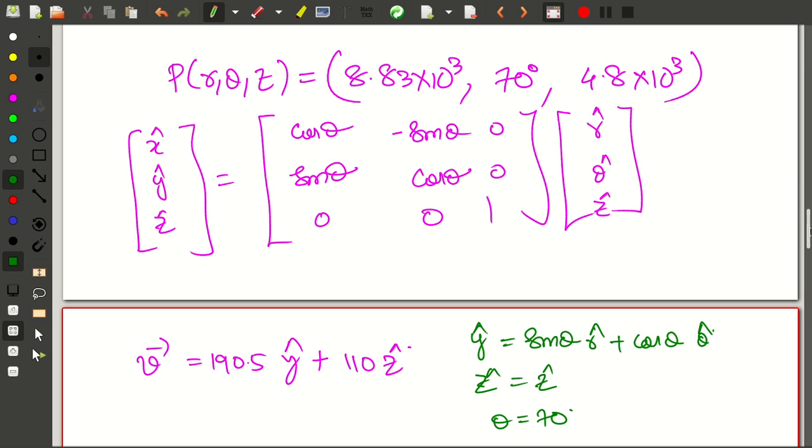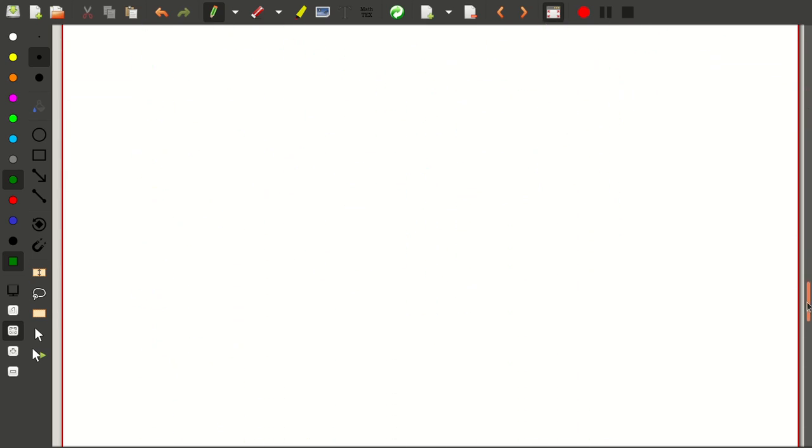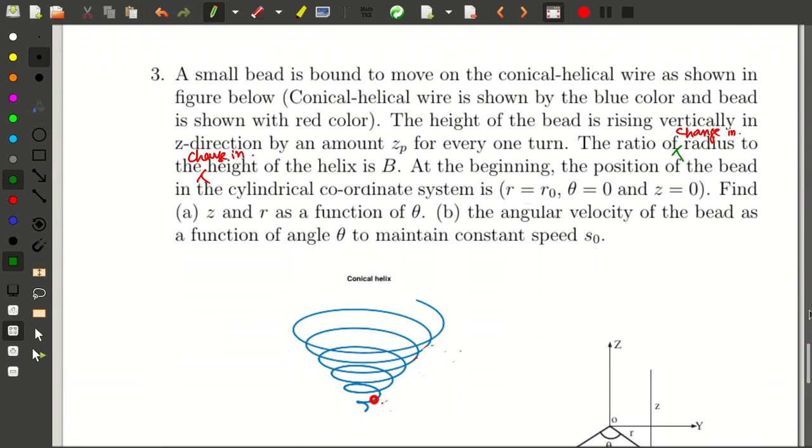Now if we look into problem number 3, we have the question here. There is a small change in the question, which I have already made. So let's read the question first. A small bead is bound to move on a conical helical wire as shown in the figure below. The conical helical wire is shown in blue and the bead is shown in red, as you can see here.